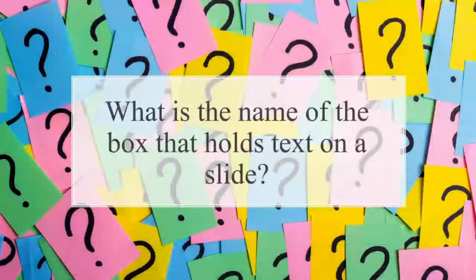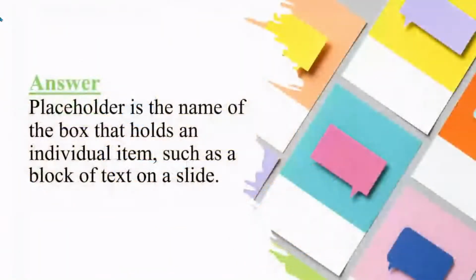Moving right along. What is the name of the box that holds text on a slide? Placeholder. Very good, determined youth. So placeholder is the name of the box that holds an individual item, such as a block of text on a slide.